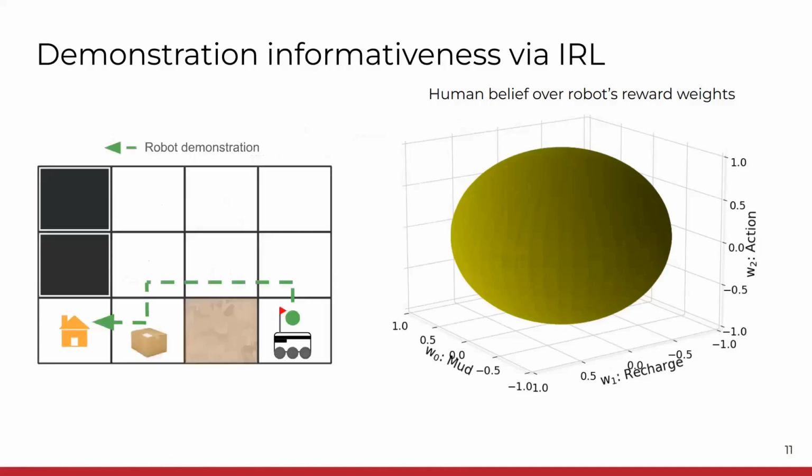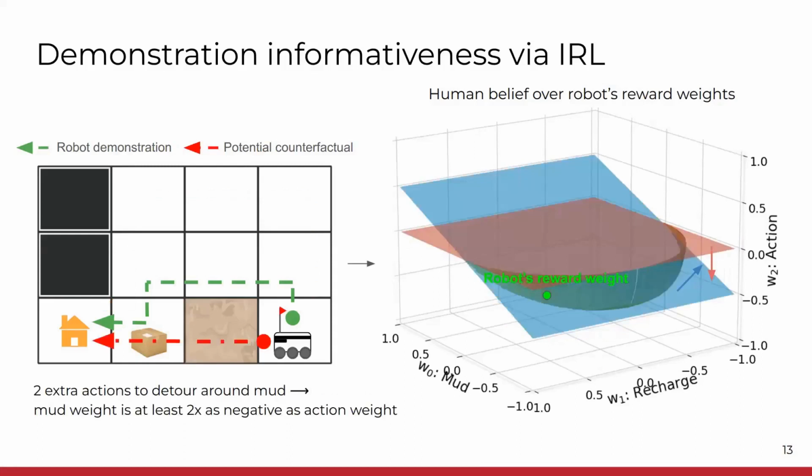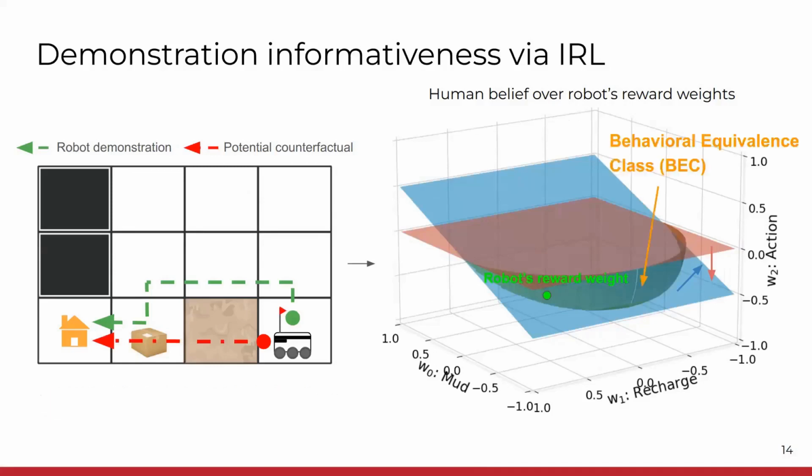Let's walk through how this demonstration on the left provides information regarding the robot's reward weights. First, because the robot takes no unnecessary actions, the human may infer through IRL that the action weight is negative. Next, because the robot takes 2 extra actions to detour around mud, the human can infer that going through mud must be at least twice as costly as an action. Importantly, the set of weights that obeys all constraints is called the behavior equivalence class. Intuitively, the smaller the region, the less uncertainty there is regarding the robot's reward weights and the more informative the demonstration. So you might be thinking, why not simply provide demonstrations that yield the smallest BEC area?